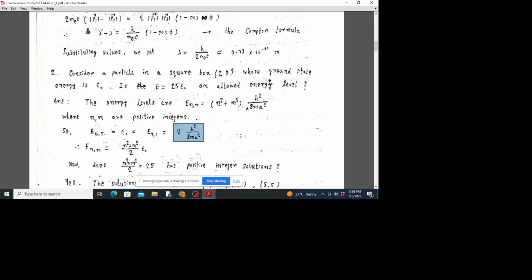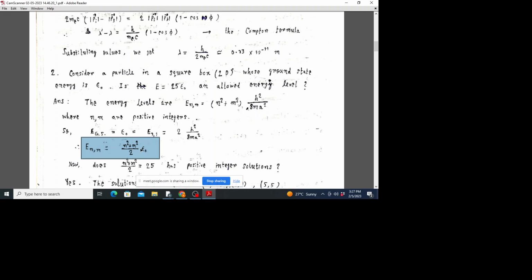Now we will express all the energy levels in terms of epsilon naught instead of this h square by 8ma square factor. Now see, h square by 8ma square is equal to epsilon naught by 2. That is why we have got this relation: Enm is n square plus m square by 2 multiplied by epsilon naught. So this is the relation between the ground state energy and the energy of an allowed energy level.